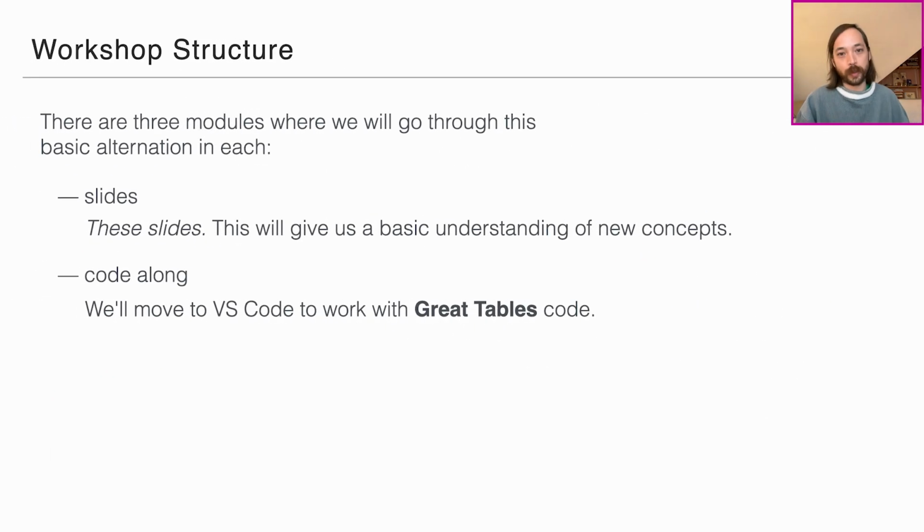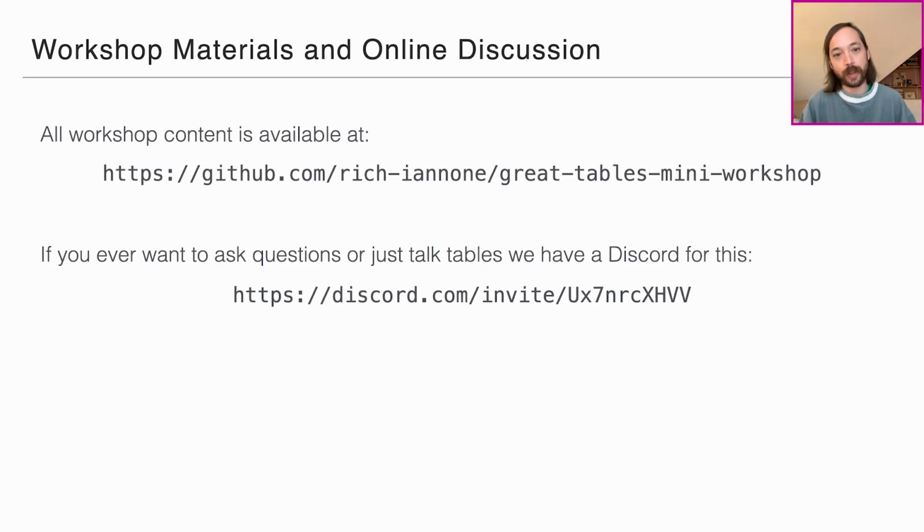So in this workshop, the way it's set up is we'll alternate between slides and a code along. In the slides, we'll give you a basic understanding of simple Great Tables concepts and functions. In the code along, we'll code through some different tables so you can see how they're made and get some practice in making tables. The workshop materials are online, so you can find them on GitHub, on Rich Ian Great Tables Mini Workshop. And if you have any questions, we have a Great Tables Discord, so we'd love to have you join. It's super helpful when people ask questions about Great Tables.